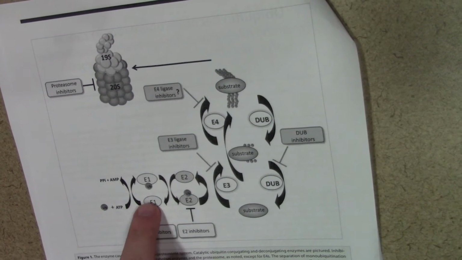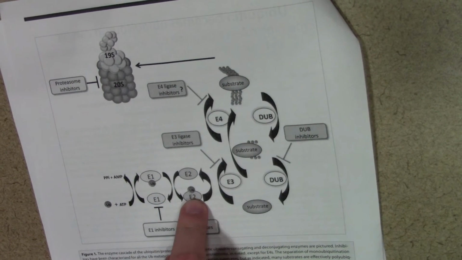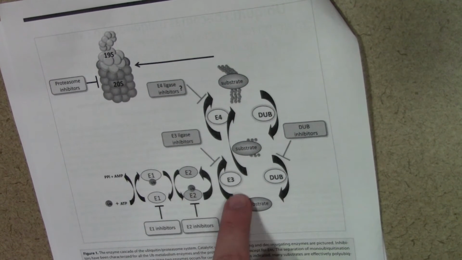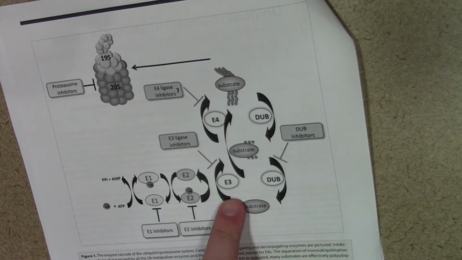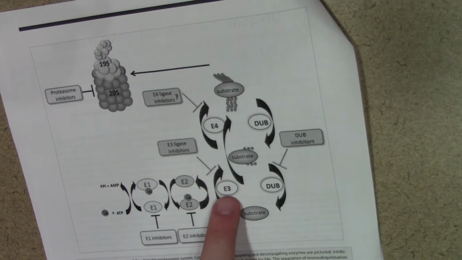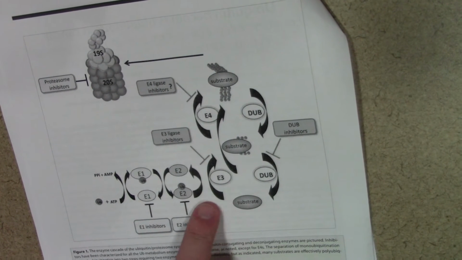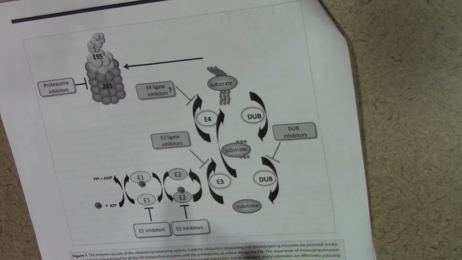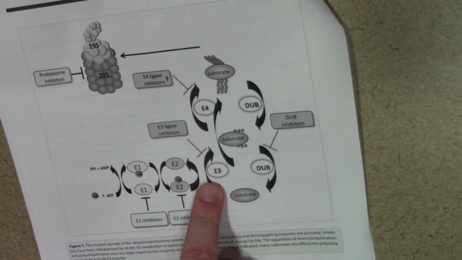And then that's transferred onto E2. E2 is kind of just the middleman. E2 wants to transfer it onto E3. And he's the important guy. He's who directs the ubiquitin onto the specific substrate. So E3s can actually be very diverse, and they really help target. They're the real guys you need to worry about.